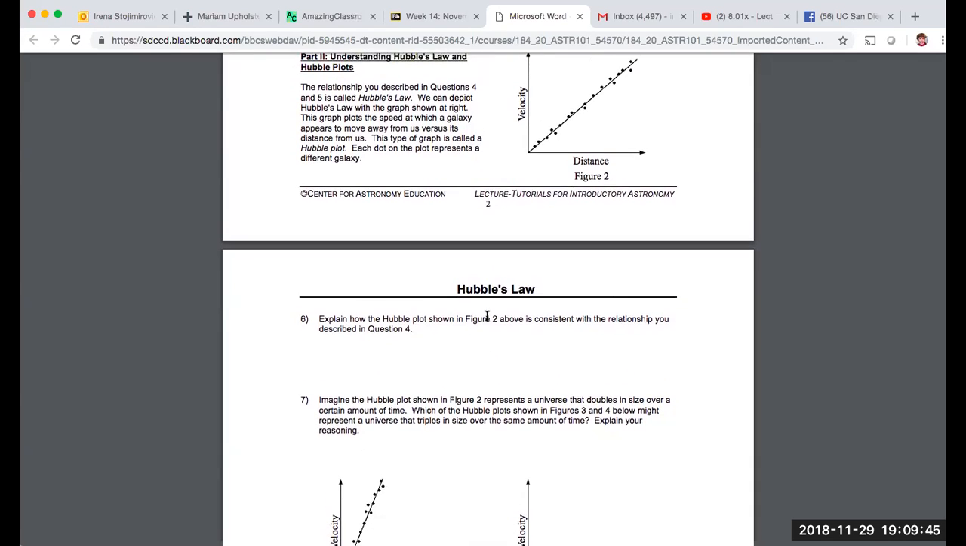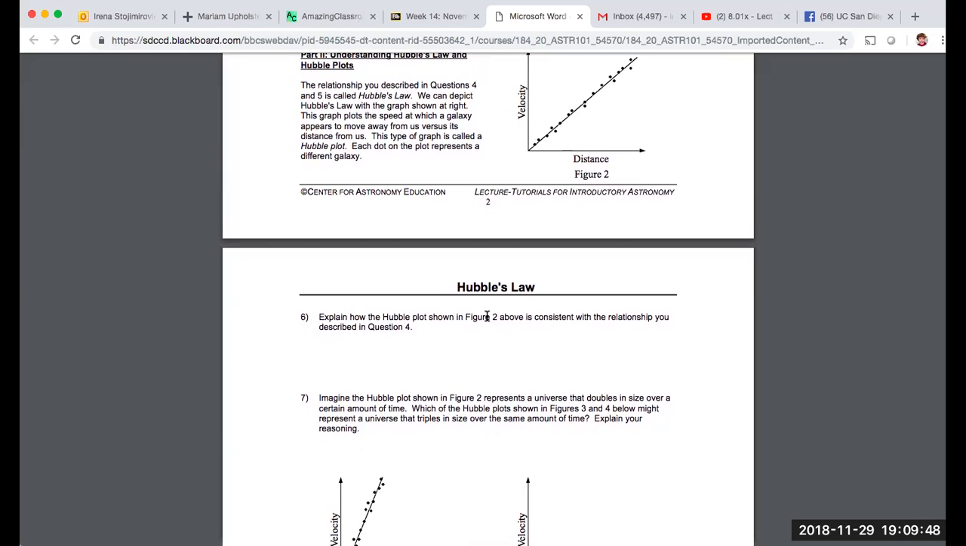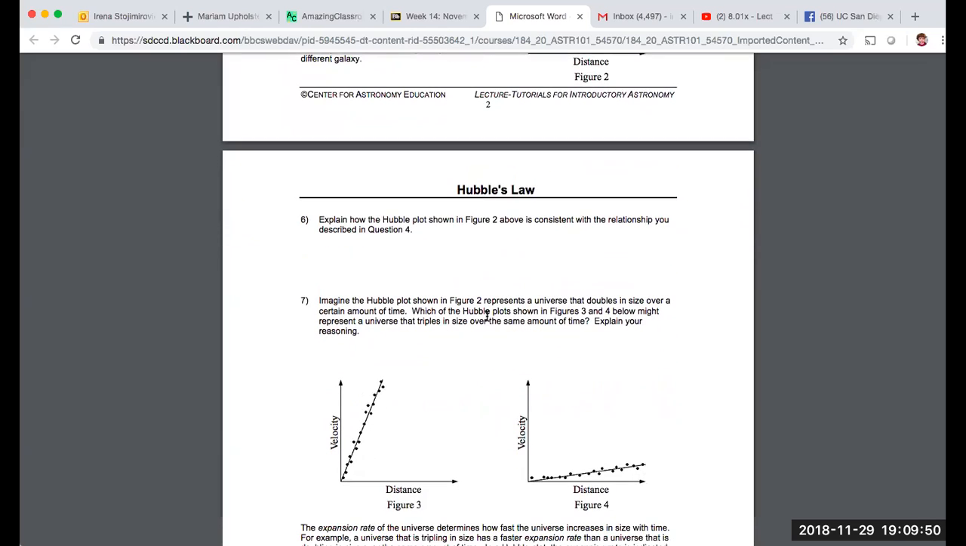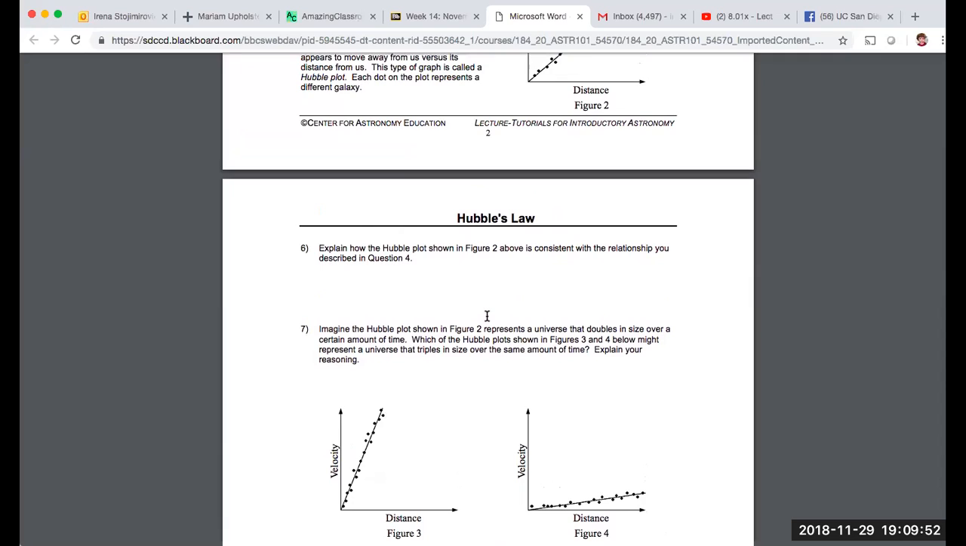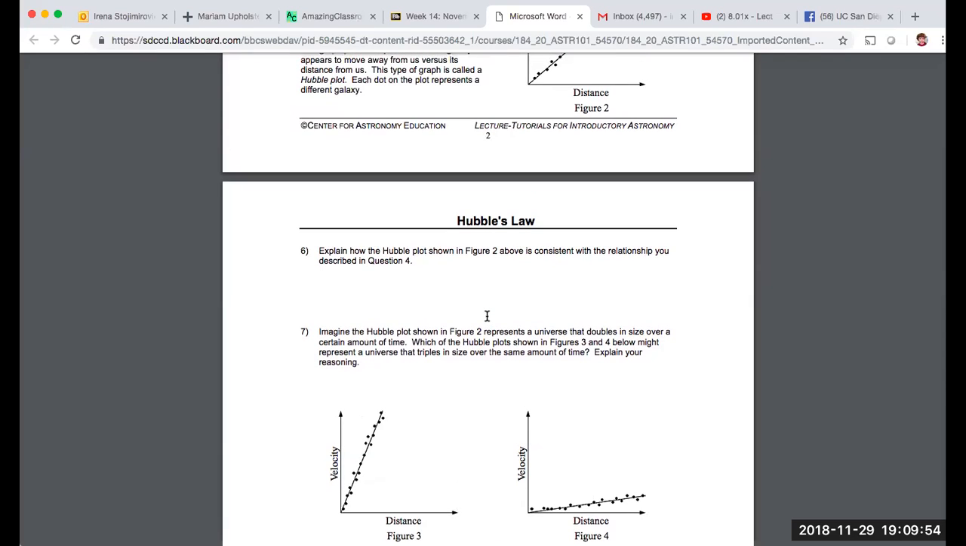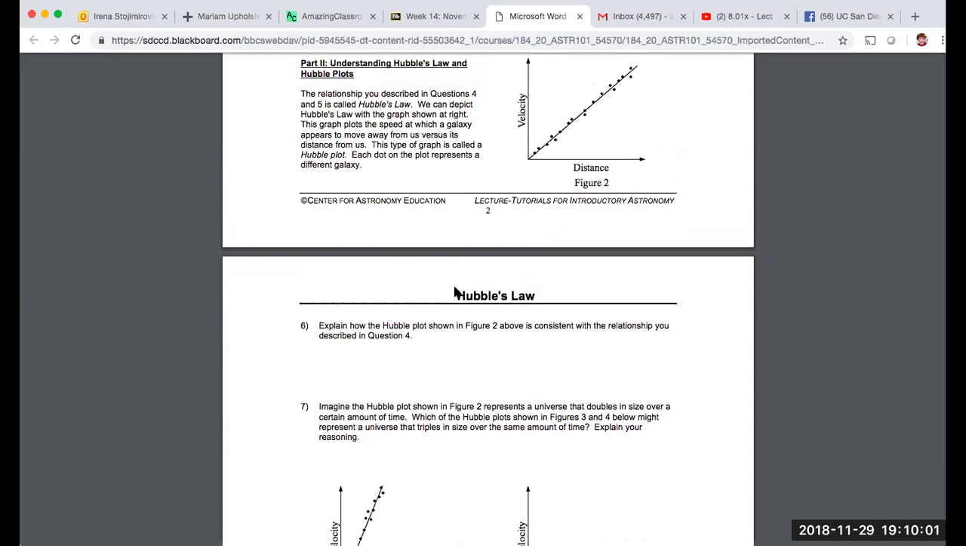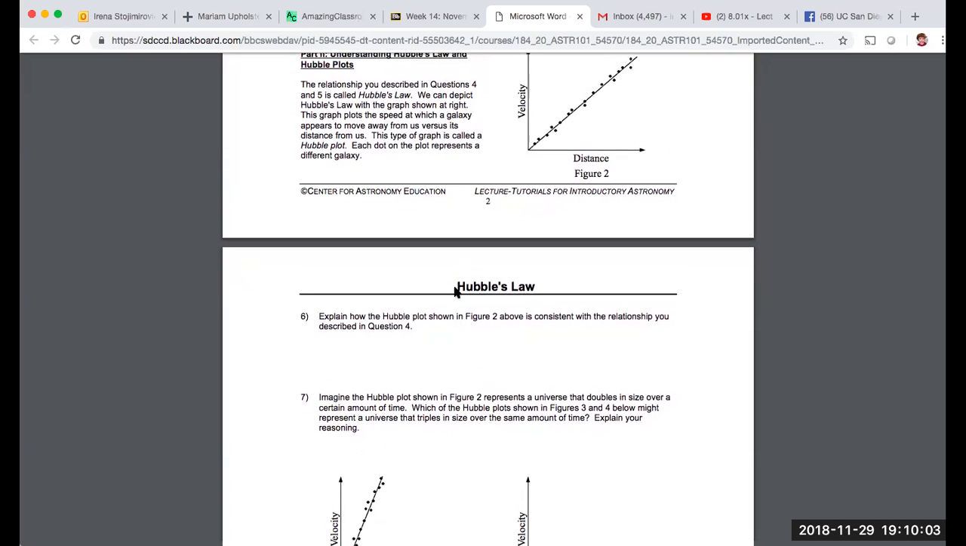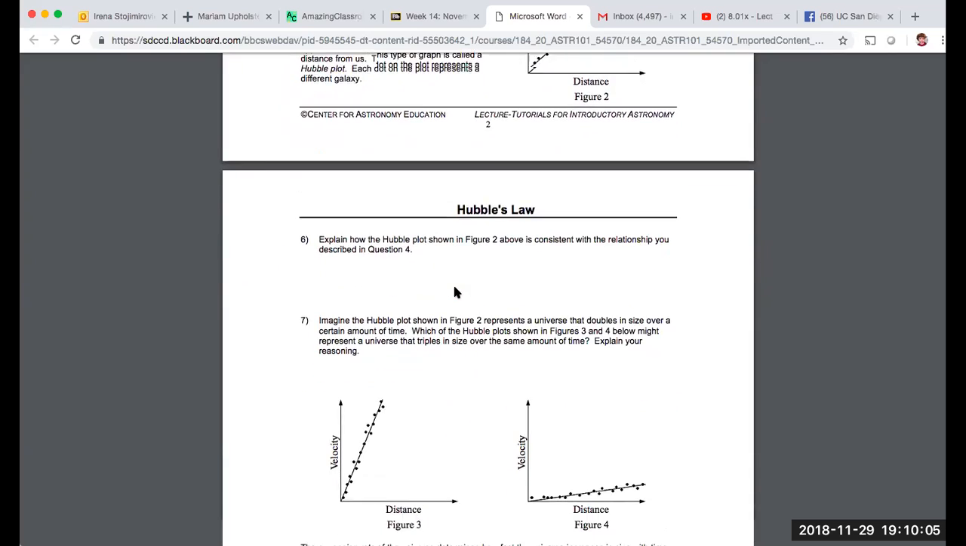So when you're looking at these graphs, what's the difference between them? One shows a shorter amount of distance and a higher amount of velocity. Which one? Number 2? Number 3, figure 3.